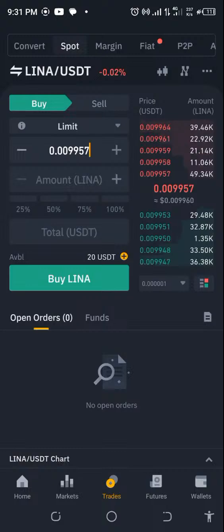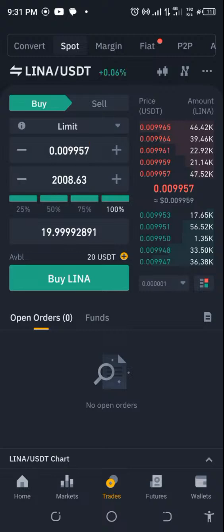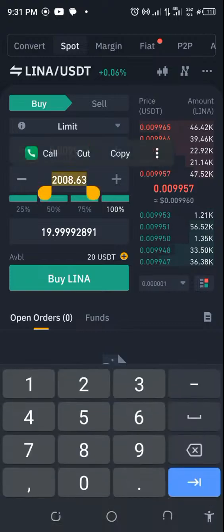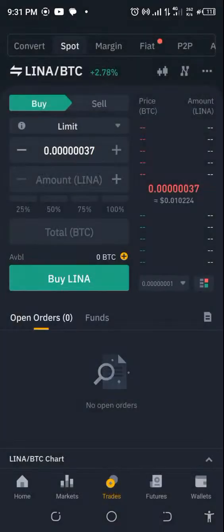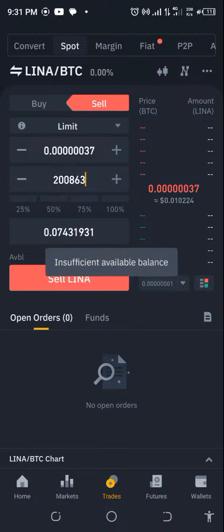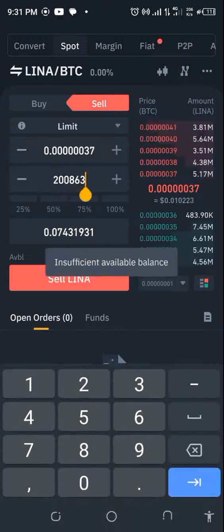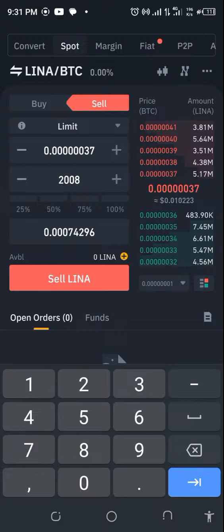All right, so we've got our usual $20, right? So let's do this, okay? So what we have here is 2008.63. Let me copy that. And then I'll go over to BTC and try to see if I could sell this, okay? Let's put this here. Okay, now remember that Lena doesn't recognize that decimal point. So what we have here now is 0.000742.